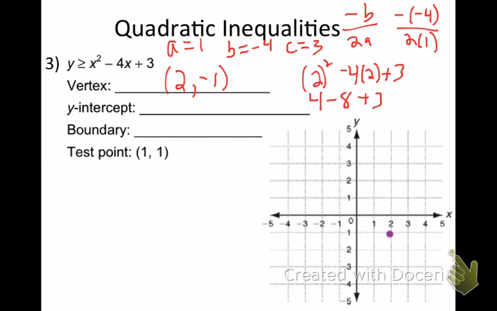So my vertex is right there, 2, negative 1. Next, I'm going to find my y-intercept. Joe McCoolidge, what's my y-intercept here?